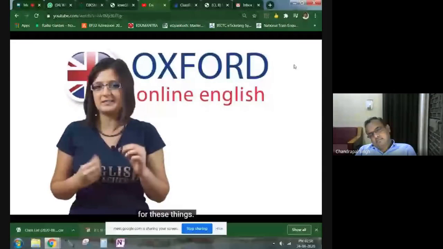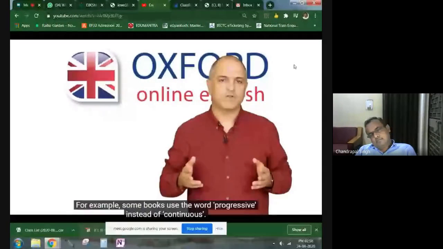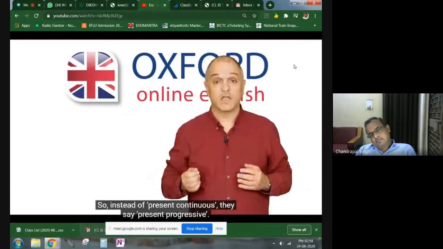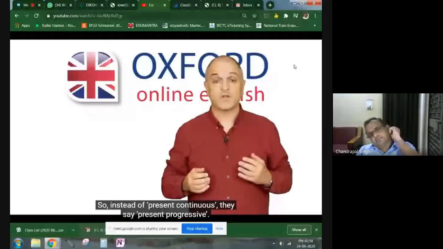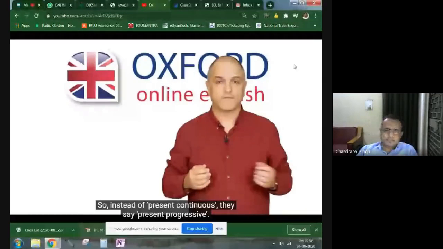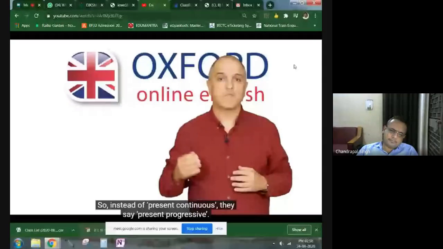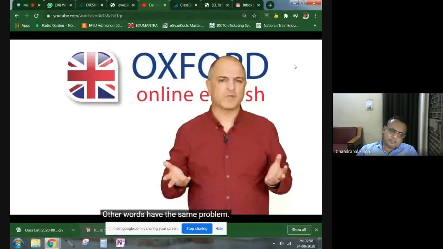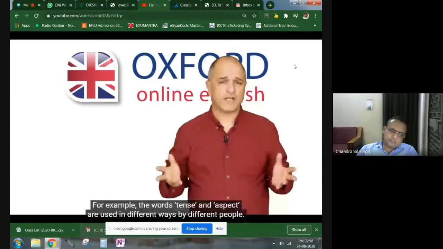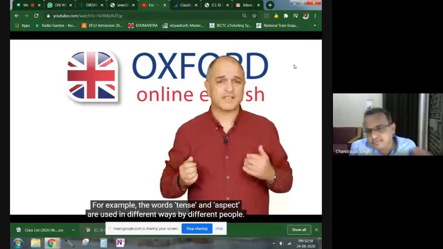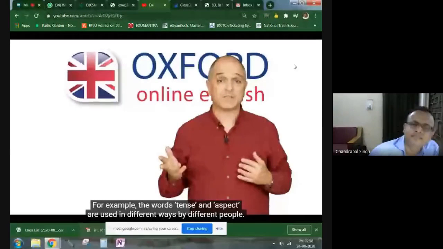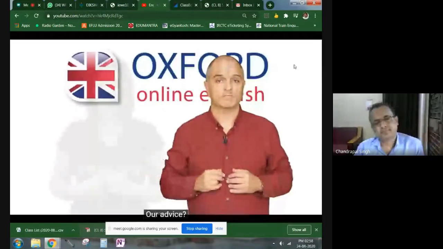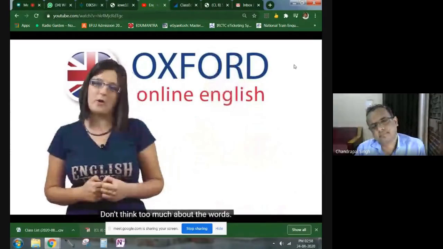For example, some books use the word progressive instead of continuous. So instead of present continuous, they say present progressive. Other words have the same problem. For example, the words tense and aspect are used in different ways by different people. Our advice, don't think too much about the words.